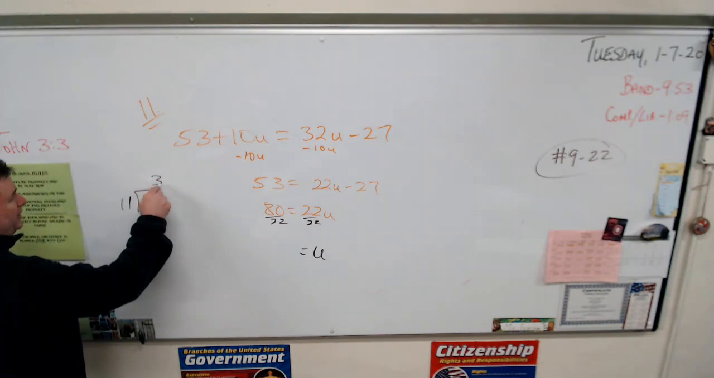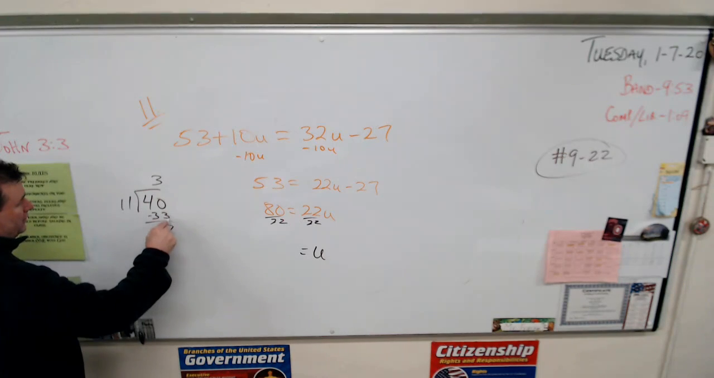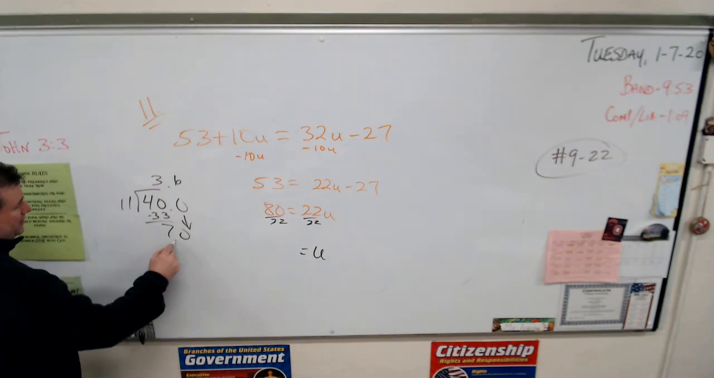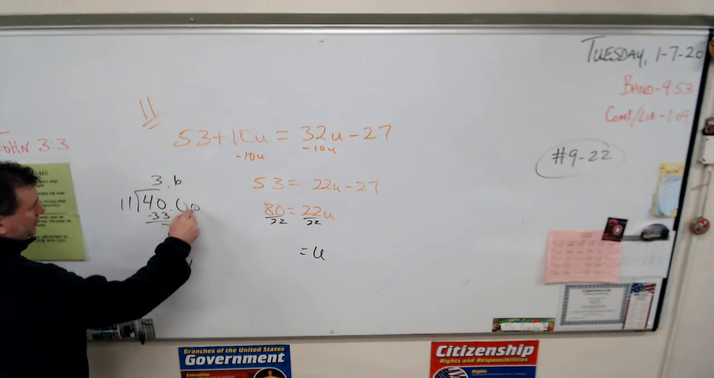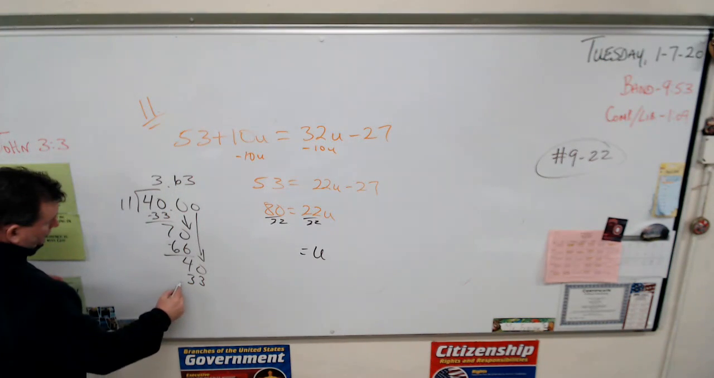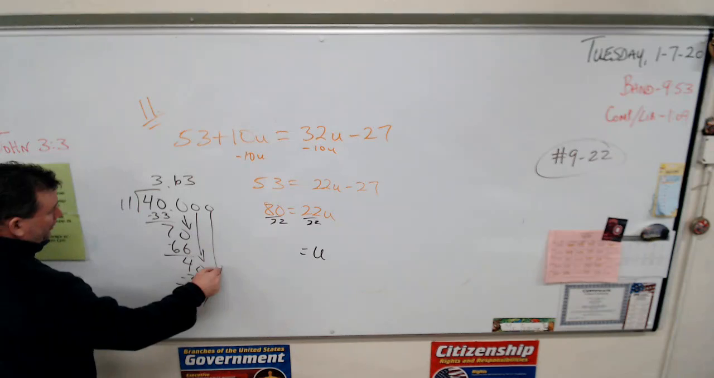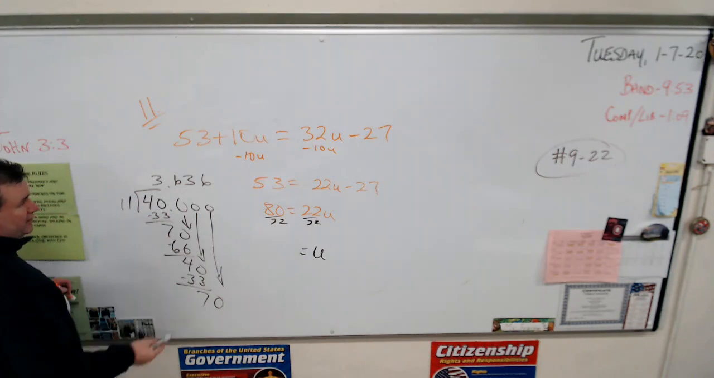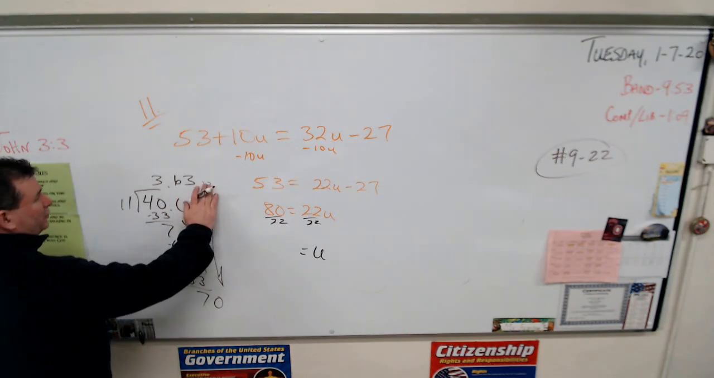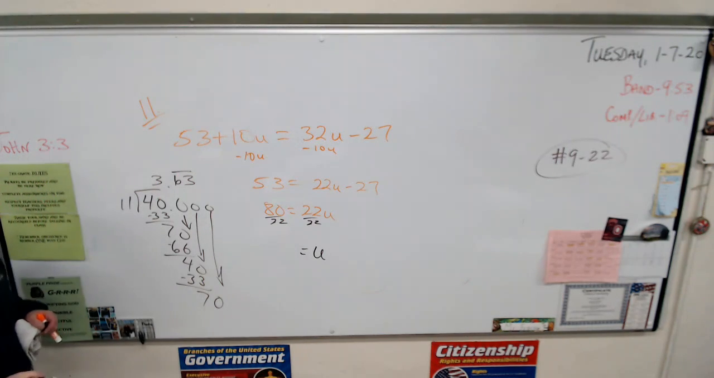So I get 3. I can add zeros all day long if I need to. 6. 3. Uh-oh, I see a pattern developing. 6. It's going to be 3. So what's going to keep repeating? The 6 and the 3. Well, how do I fix that? I put a line over both the 6 and the 3.